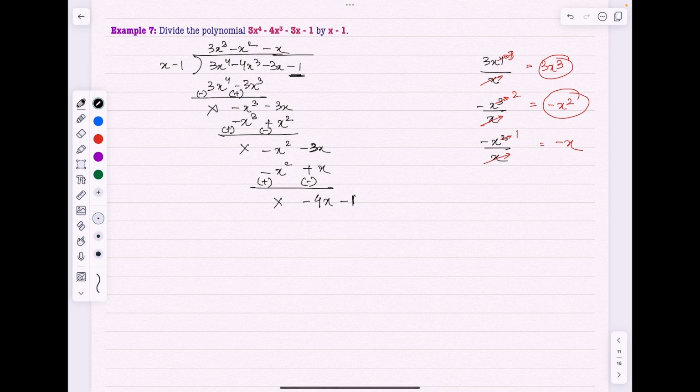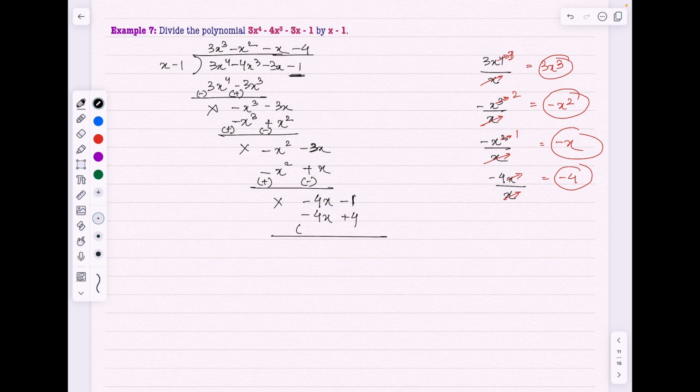Minus 4x minus 1. See, this minus 1 has never come, so minus 1 is remaining as carryover. Then again you do the first term of the dividend, minus 4x, over the first term of the divisor, x. So this x is cancelled, and we are left with only minus 4. Minus 4 into x is minus 4x, and minus 4 into minus 1 is plus 4.